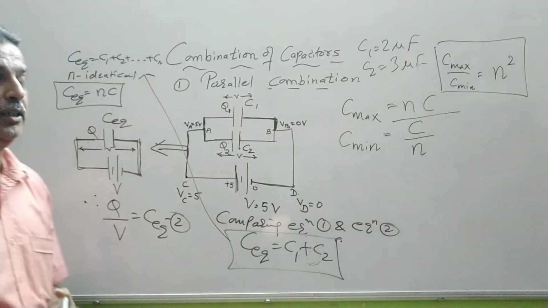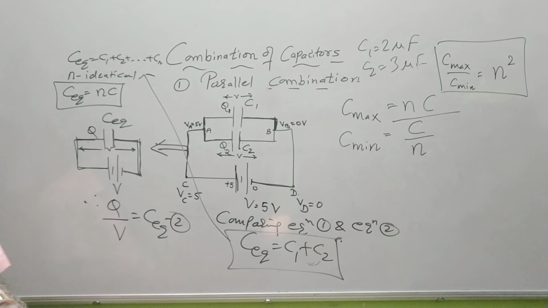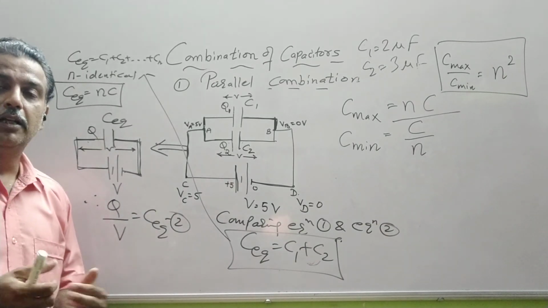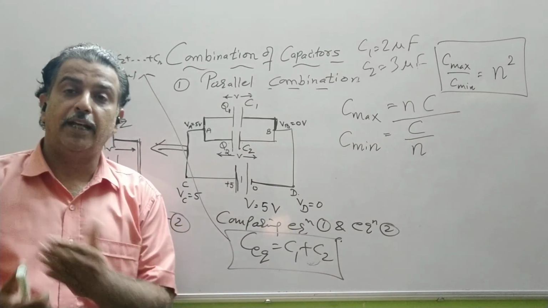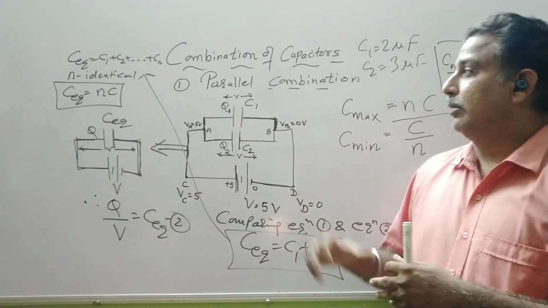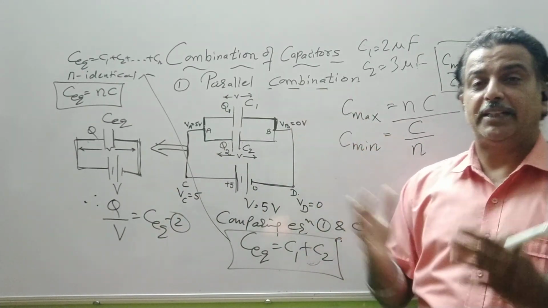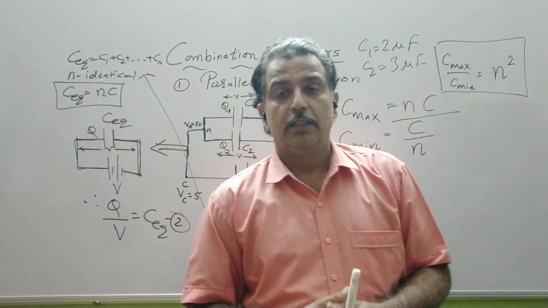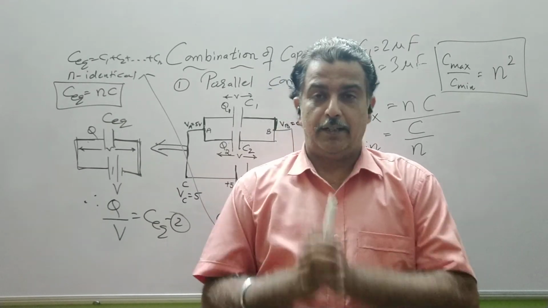n is a number. If you have 2 capacitors which are identical, the answer should be n square. If you have 3 identical capacitors, the answer should be 9, then 16, like this. So this is how the parallel plate capacitors can be connected in series or parallel.